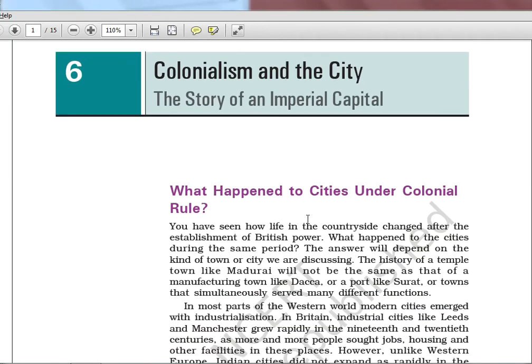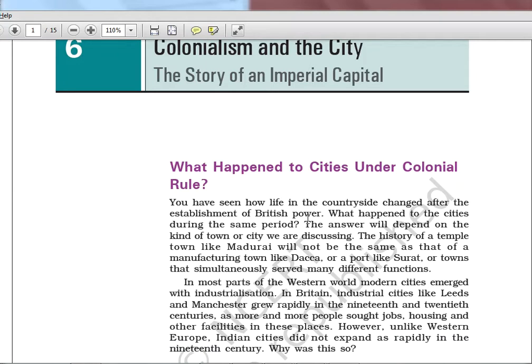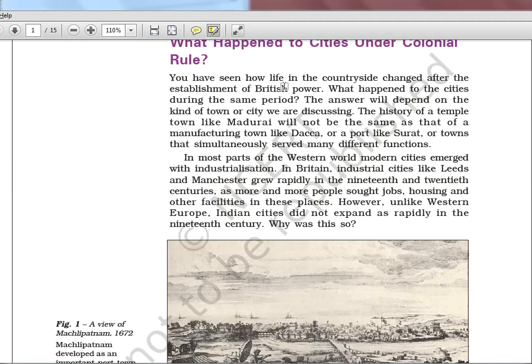The name of the chapter, you see, is Colonialism and the City. I just named it Old Delhi to New Delhi, because that part is being covered here holistically in this chapter. So what happened to cities under colonial rule? From countryside to urban, this shift was happening. Now we'll see the different types of villages, cities and all.